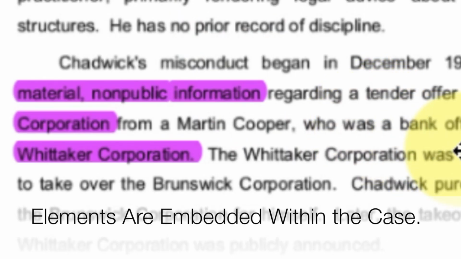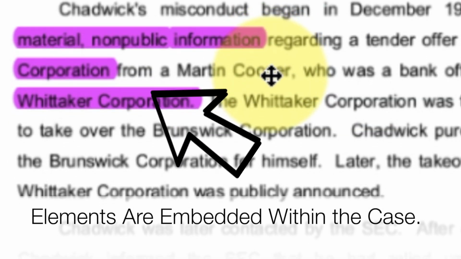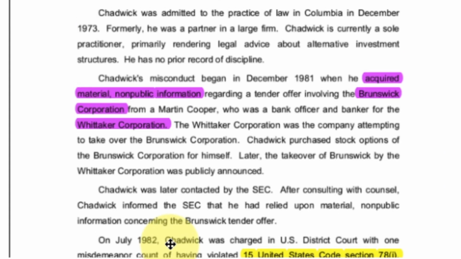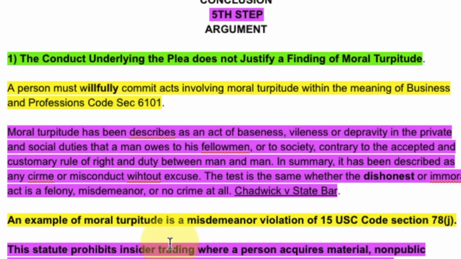So as you can see here, some of the elements there, they're not apparent. Look at that. Chadwick's misconduct. So they are embedded within the facts. Acquired material, not public information. You guys see that? So they are not apparent. That's the point that I'm trying to make here.